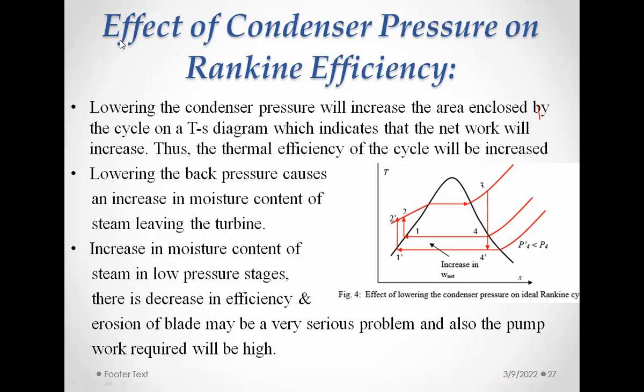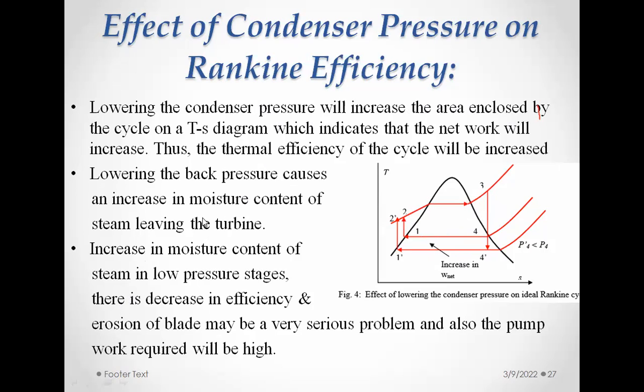So lowering the condenser pressure will increase the area enclosed by the cycle on TS diagram, which indicates that the net work will be increased. So previously net work was this much only inside the diagram. This was the net work done. As we decrease the condenser pressure, we can see there is an increase in area. So this will be the new area. Okay. As net work increases, efficiency of cycle also increases.